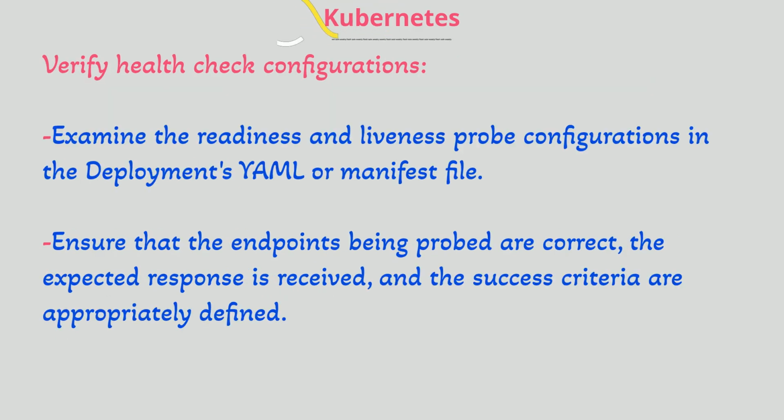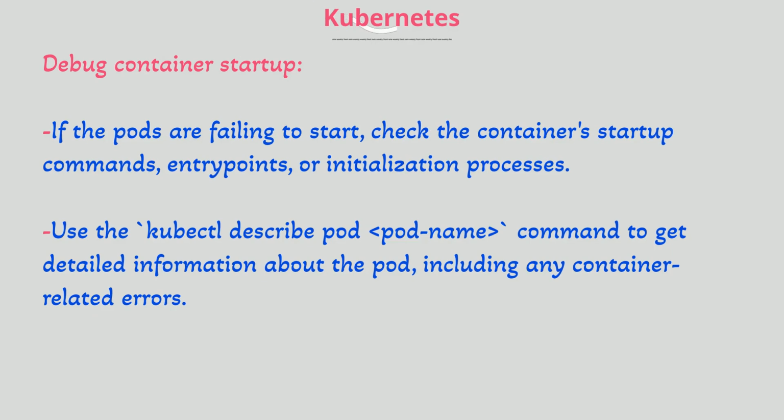Verify health check configurations. Examine the readiness and liveness probe configurations in the deployment's YAML or manifest file. Ensure that the endpoints being probed are correct, the expected response is received, and the success criteria are appropriately defined. Debug container startup. If the pods are failing to start, check the container startup commands, entry points, or initialization processes. Use the kubectl describe pod command to get detailed information about the pod, including any container-related errors.